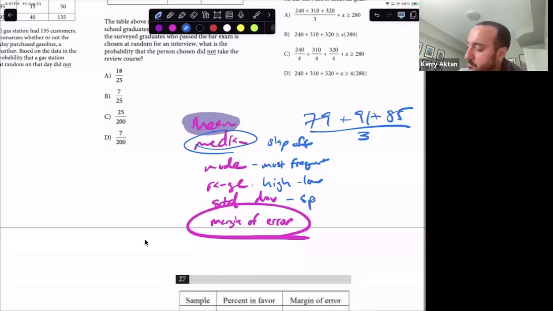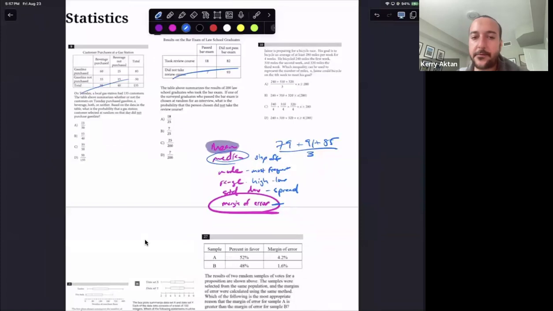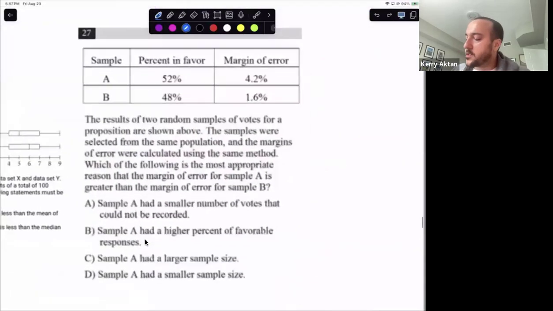Standard deviation is the spread. How spread from the mean am I? How much have I deviated from the standard? And margin of error we'll talk about in just a second. Okay. If you guys want to try these probability questions, we might have done this before, but they are good ones. Coming down here for margin of error.